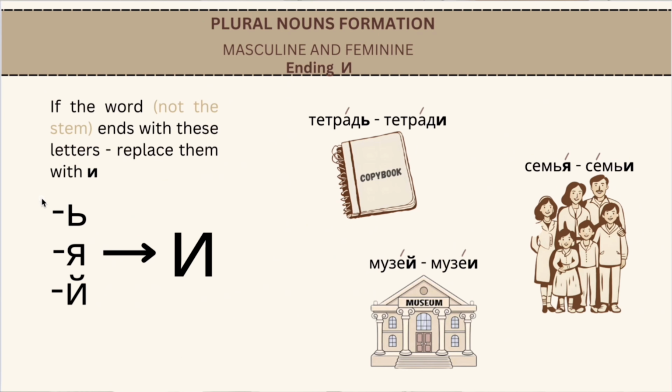Next part. If the word itself, not the stem, but the word itself ends in a soft sign, й or я, the ending is going to be и. Okay? For example, тетрадь, тетради.